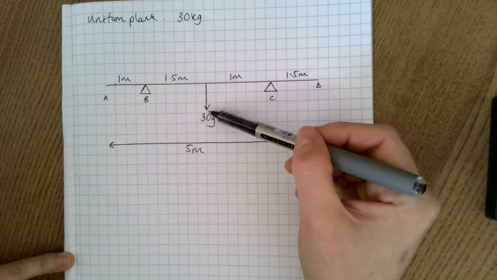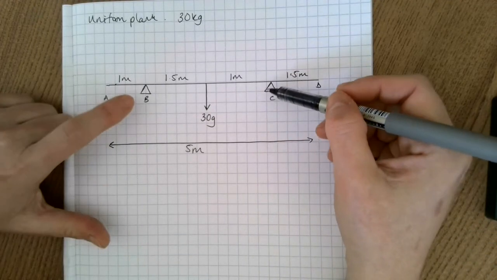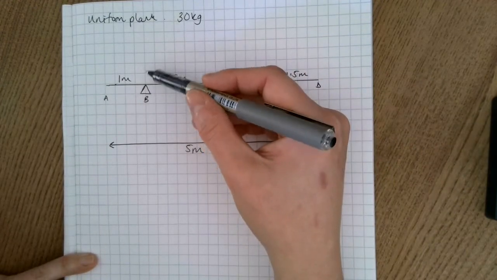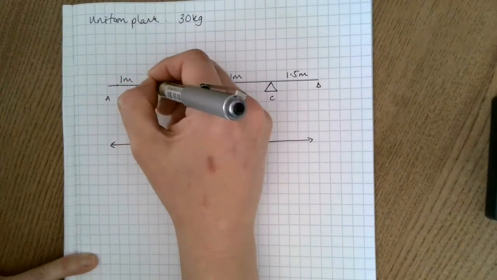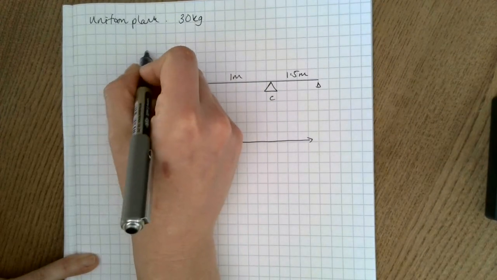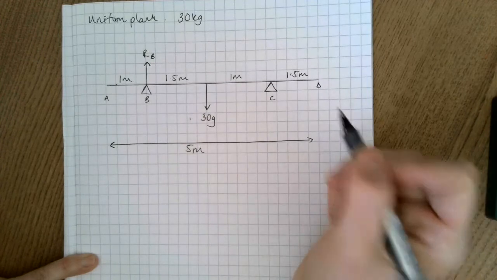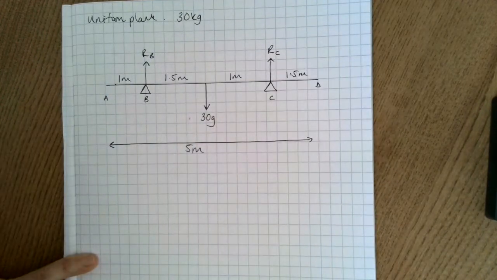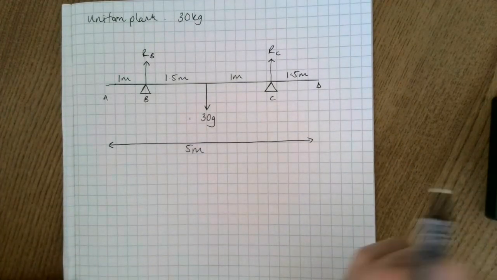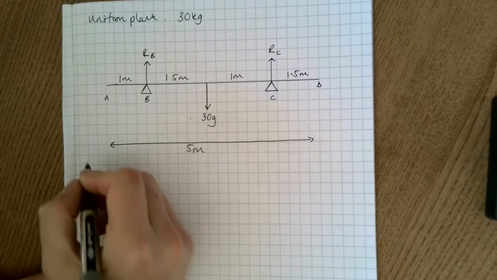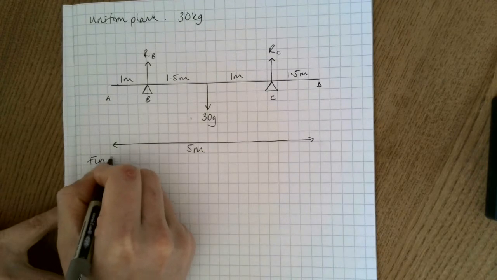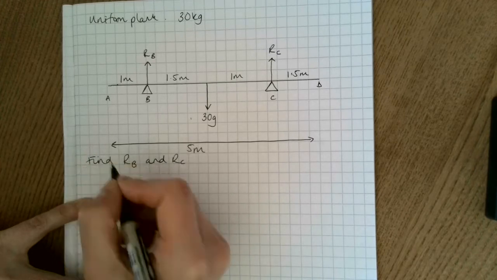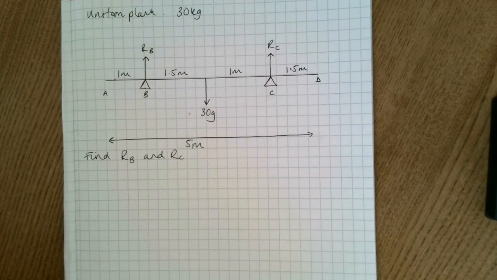So we've got our 30G acting downwards there, and the only other forces that are acting on this plank are these 2 supports providing a reaction force. So I'm going to call that one RB, and I'm going to call that one RC. Okay. And in this question, I'd like us to find the magnitude of RB and RC.